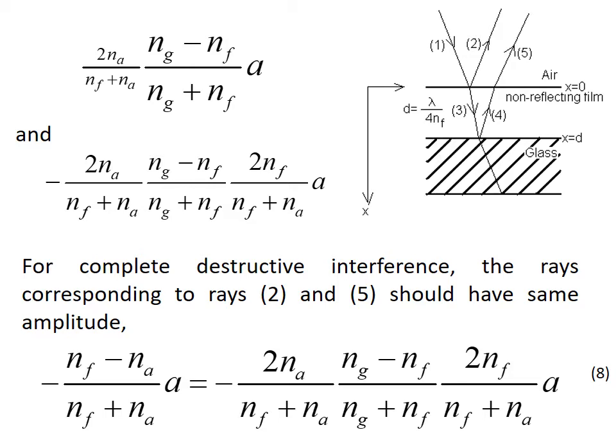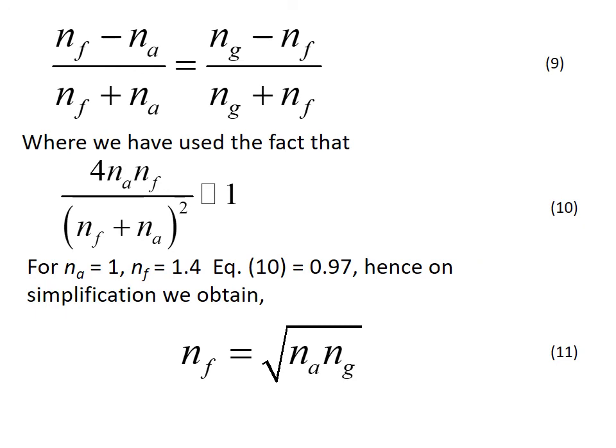For complete destructive interference, rays 2 and 5 should have the same amplitude. Therefore, they will cancel each other and form a dark, that is, no fringe. We equate the amplitude of 2 and 5. After simplifying the equations, we get equation 9, where we have used the fact that 4na by nf, divided by (nf by na) whole squared, equals 1. This we can prove also. Take some values, say na is 1, that is the refractive index of air is 1, and nf around 1.4, then this expression, equation 10, will be around 0.97, which is approximately equal to 1. That is, our assumption is okay.